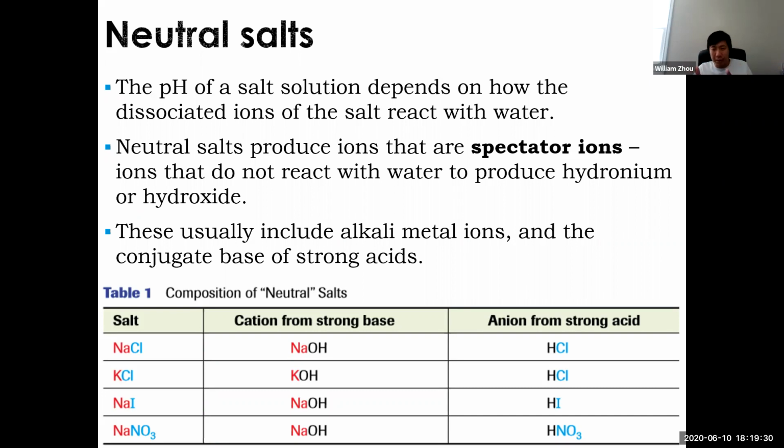Examples are in the right column, like HCl or HI or HNO3, the NO3 part. All of the things highlighted in blue are spectator negative ions because they are the conjugate base of a strong acid. If you have two spectator ions, the positive and the negative, both of which don't want to do anything in water, you have a neutral salt. Like sodium chloride, the table salt that we refer to, that's neutral.